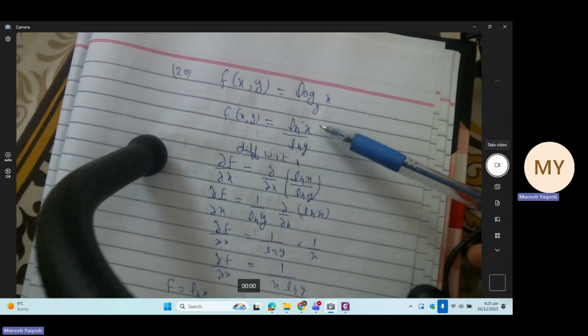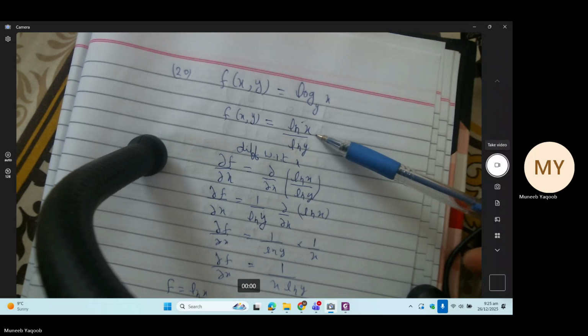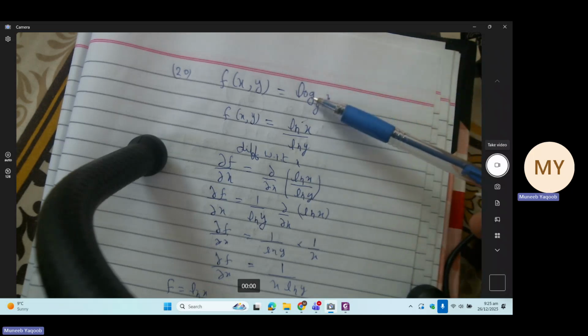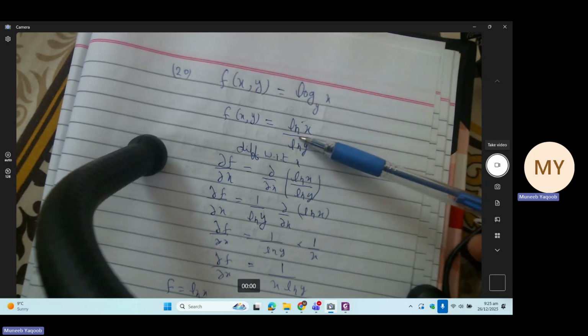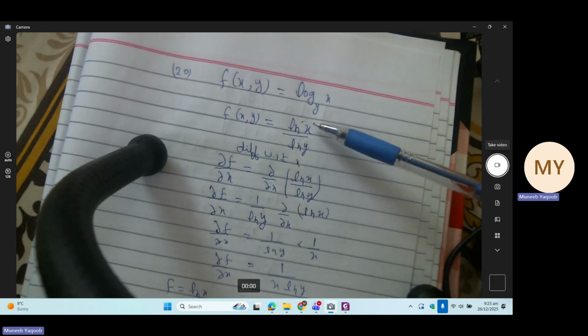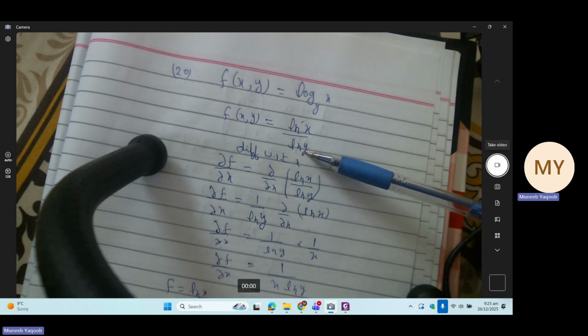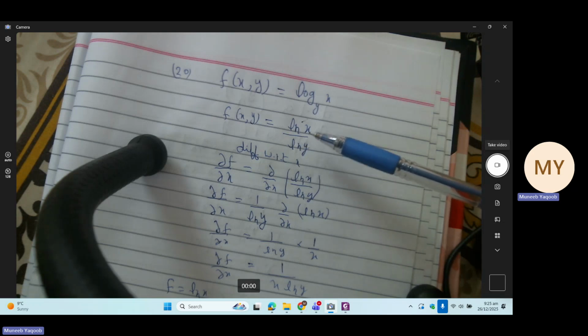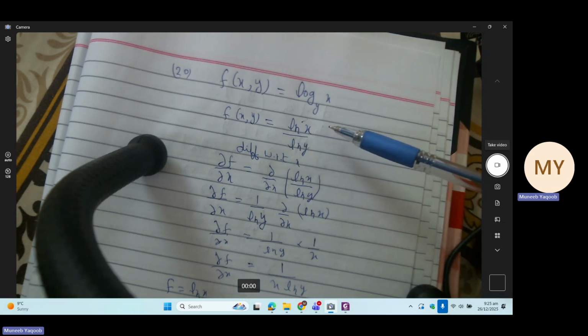It is an extremely important property. If you are to differentiate log base y of x, then this log base y of x can be written as ln of x upon ln of y. And hence, what we did, we basically separated x and y terms. So this made it easier for us to calculate the derivative of the given function.